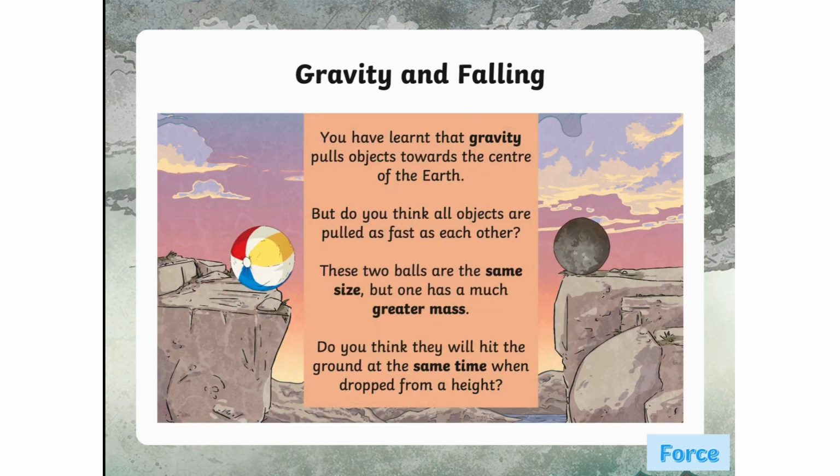First is gravity and falling. You've learned that gravity pulls objects towards the center of the Earth, as we saw in part 2, right? The great Isaac Newton, on whom the apple fell, had the idea of gravity. But do you think all objects are pulled as fast as each other? That's the reason they have given us the idea that there is gravity, no doubt, but there are stages of gravity which will also differ or have their job.